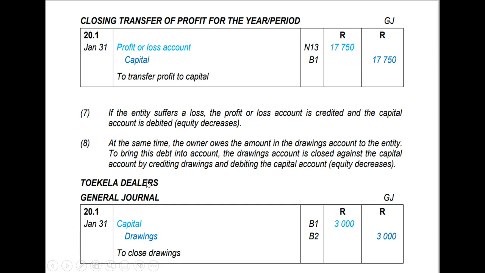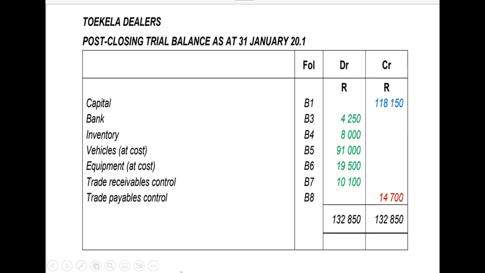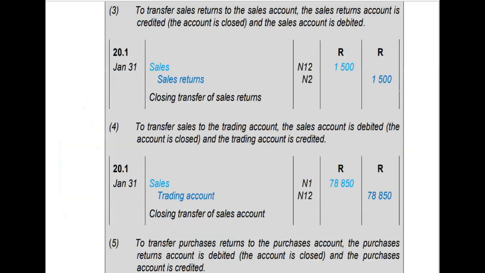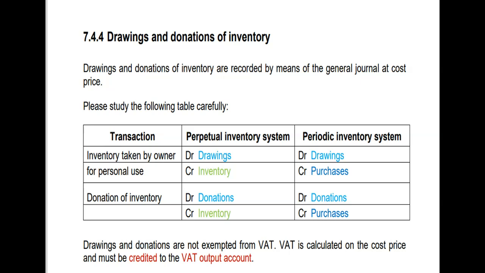So here, maybe let me go back a bit so that we show you why. Before I discuss this journal entry, let me go back a bit to where we were discussing the drawings. I think there was a part where we discussed drawings here. Okay, here we're discussing what? Drawings. So when the owner took the inventory for personal use, in both methods, we debited the drawings.